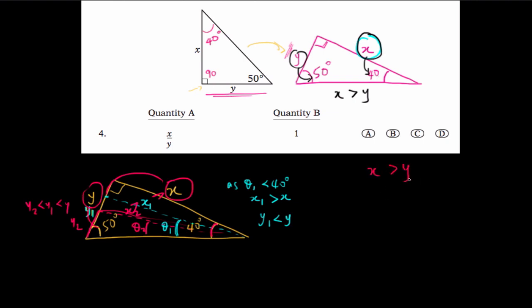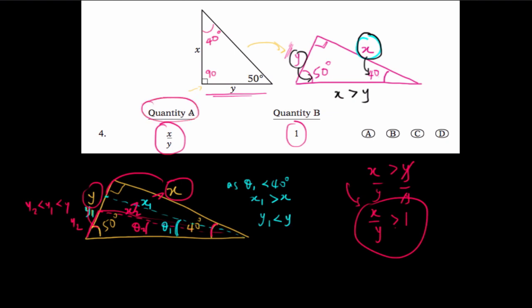Now if x is greater than y, I could divide both sides by y. What you'd obtain is x divided by y is greater than 1, and we're told to determine the relationship between x over y and 1. From what we have seen here, x divided by y is greater than 1. That implies that quantity A is the one with the larger weight.